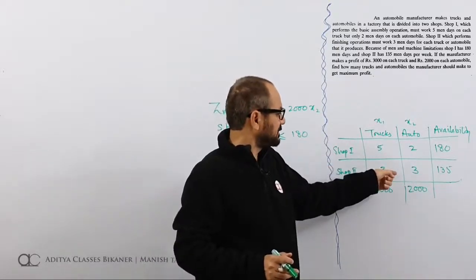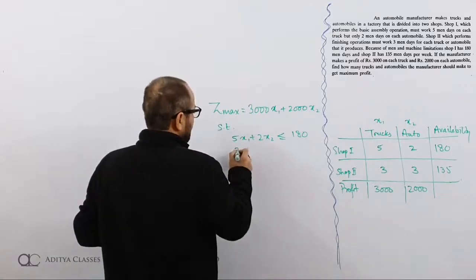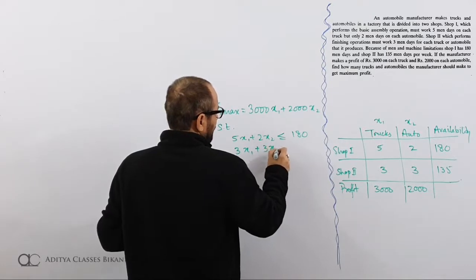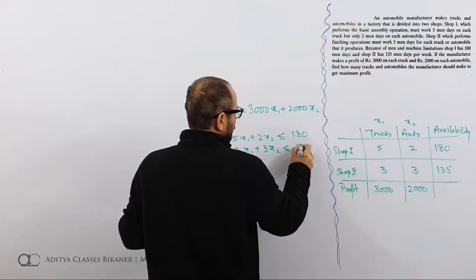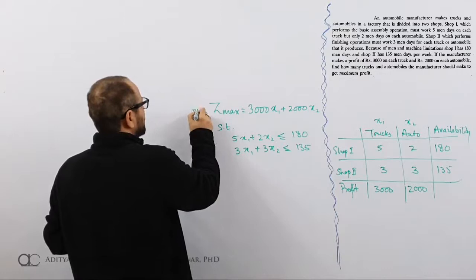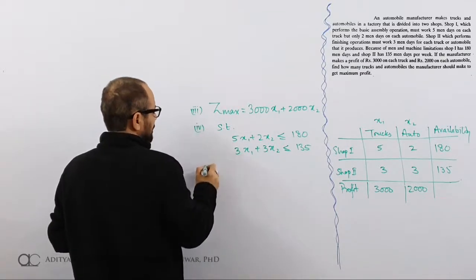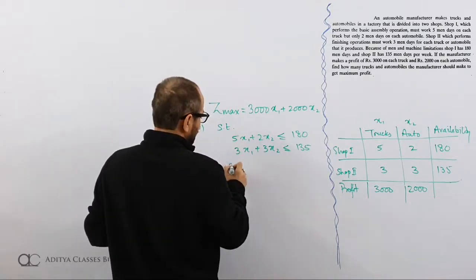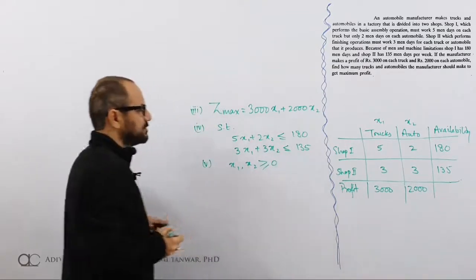From shop 2, we are getting our second constraint, which is 3x1 plus 3x2 should be less than or equal to 135. This is our third step, if you remember from our formulation. This is our fourth step. The fifth step would be physical constraints, non-negativity constraints. Those would be x1 and x2 should be greater than or equal to 0 at all times.